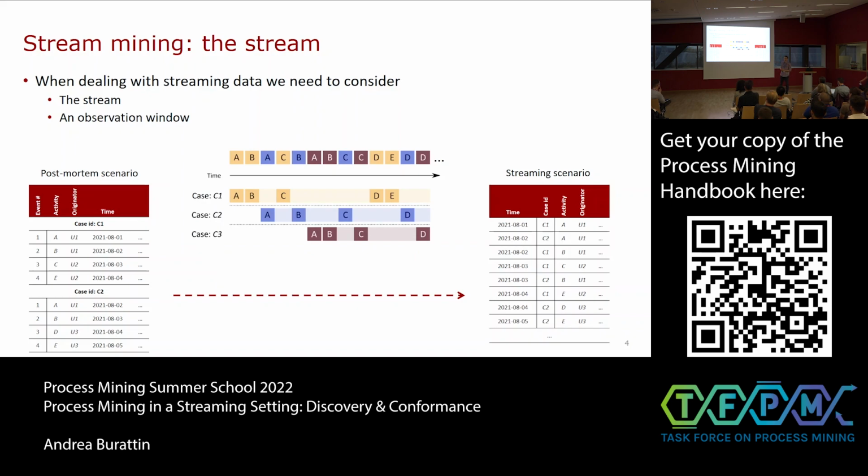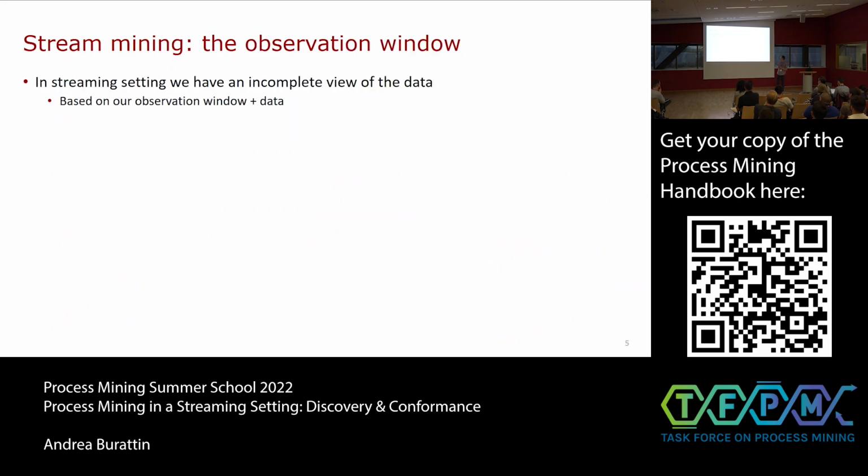So that's about the stream. But then we have a second element that we need to take into account, which is the observation window. Meaning that in a streaming setting, the idea is that you see data just when you are explicitly trying to look for it. Right? So you switch on your miner, you keep it on for a while, and only during that period you can do your mining. And this is what is called the observation window.